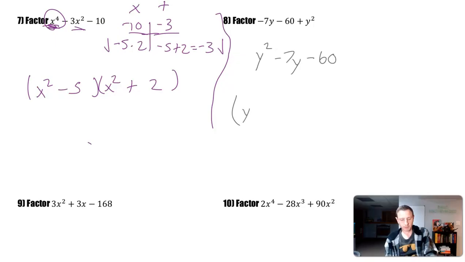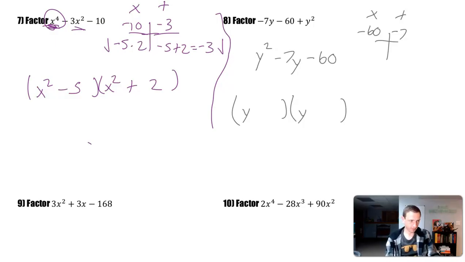So I'm going to have y's in the front because it's y squared. And then I need to figure out this mess. Negative 60 and negative 7. Multiply to negative 60, add up to negative 7. Off the top of my head, 6 and 10 is 60, but that's not going to be 7 in any way. Let's see, 15 and 4. 15 minus 4 is 11. Not going to work. What about 12? I think 12 actually might work, right? 12 and 5, yeah. 12 is going to work.